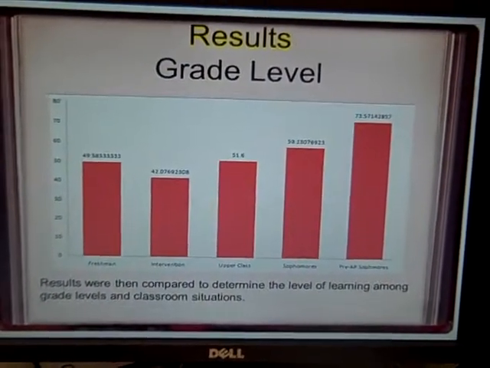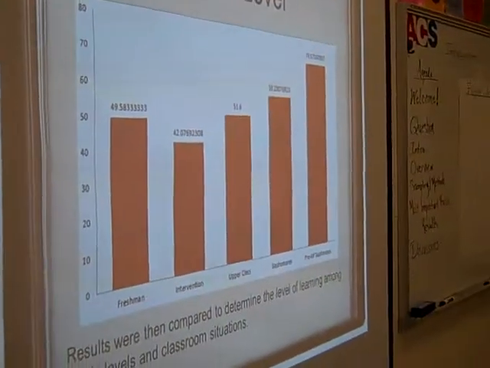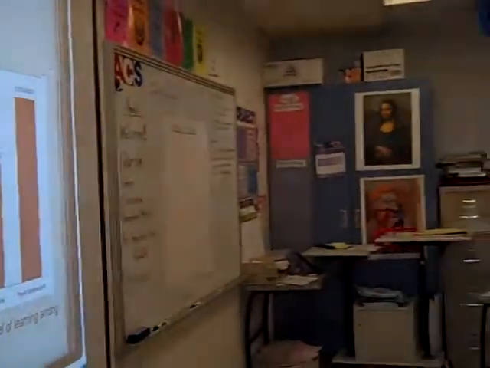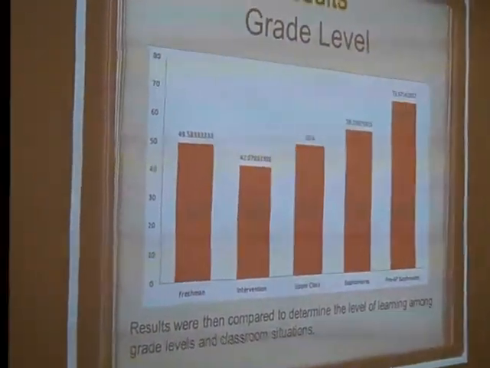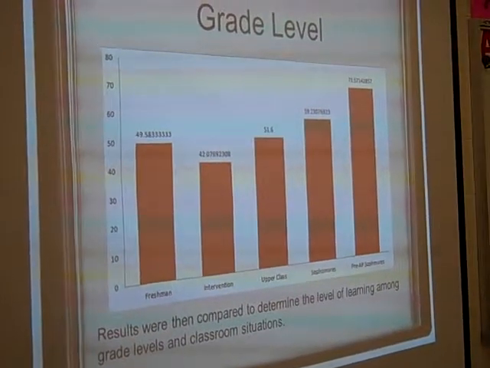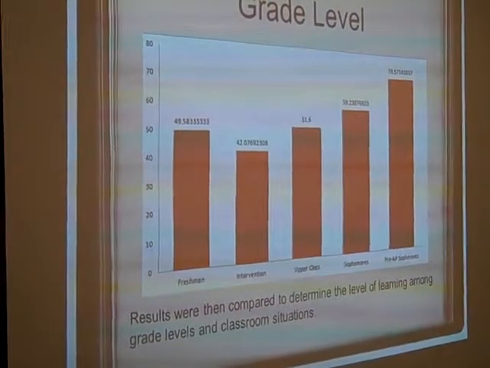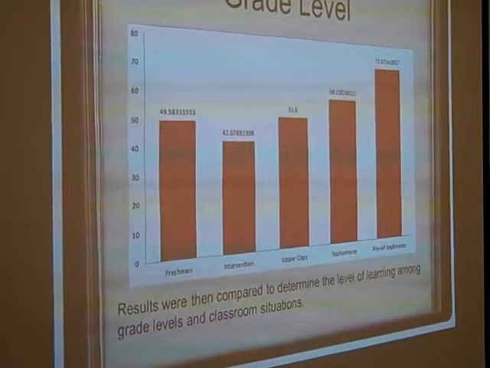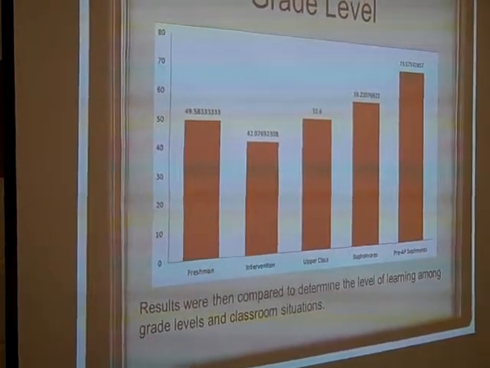Now here, I broke it down by classrooms. One of the literature reviews said age makes a difference, and the younger they are, the better they do. But look at the trend for us. The older they are, the better they do. The freshmen had about a 50% gain. The intervention class had a 42% gain, which is pretty good for them because some of those students are really low level. Then sophomores had 60%, and the pre-AP was 74%, basically.